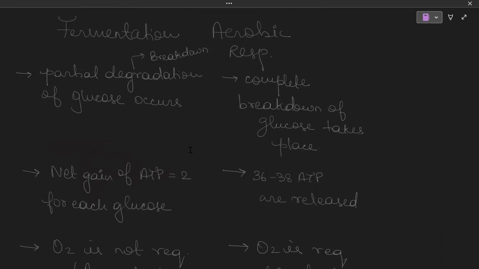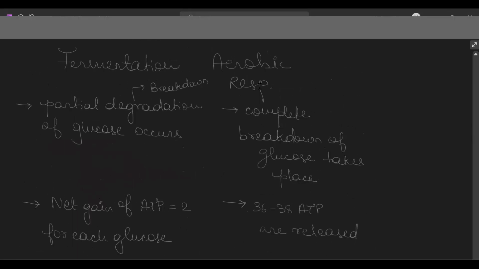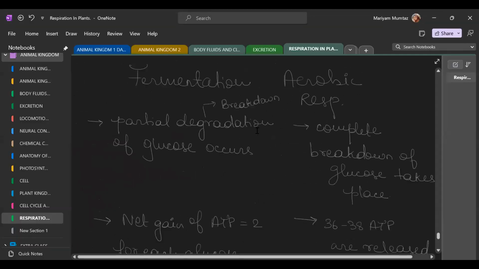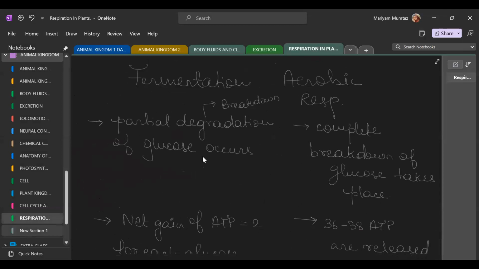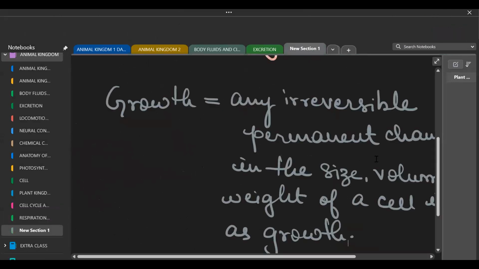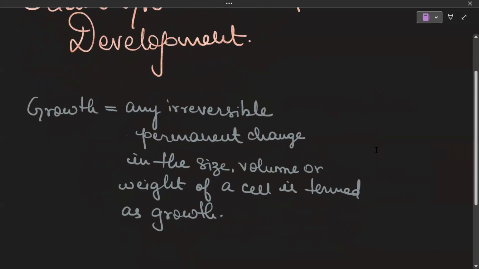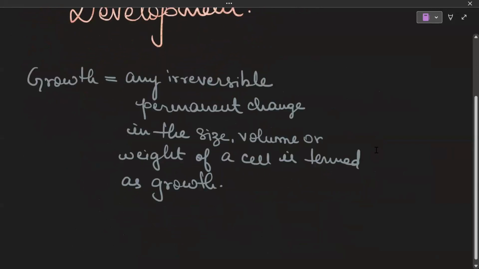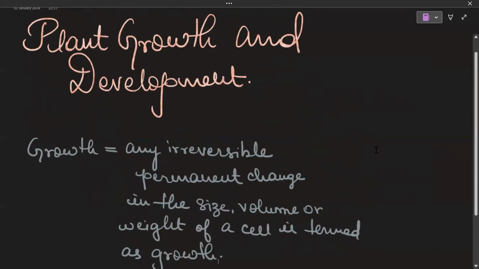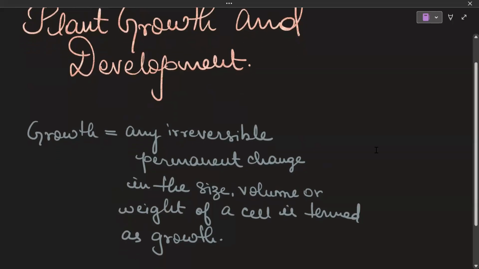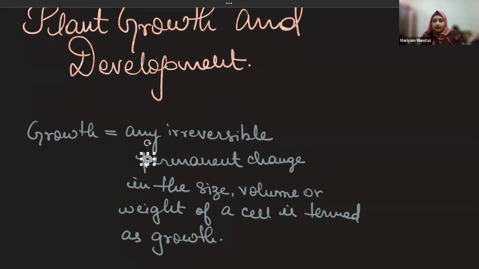All right. Now coming to the new chapter, plant growth and development. Right now we are discussing growth. Growth is obviously an irreversible permanent change. I was asking you, what is the difference between the growth of a plant and the growth of an animal? If you want to compare the growth of us humans to the growth of plants, what is that one criterion you would take into consideration?